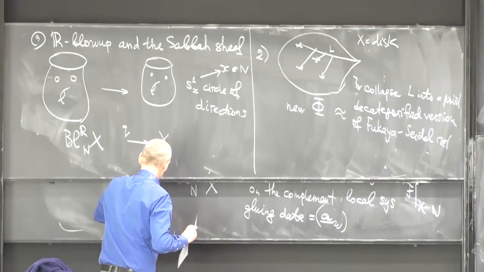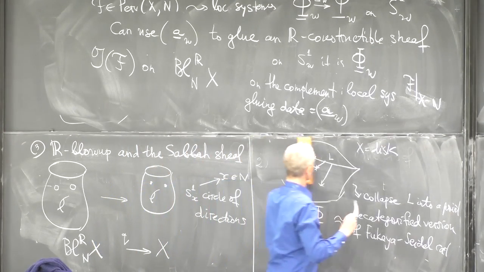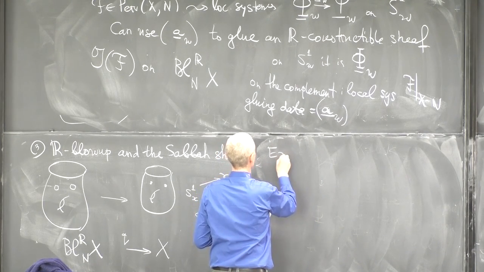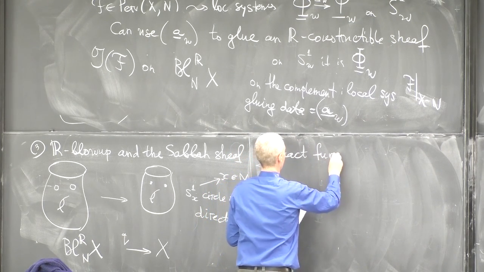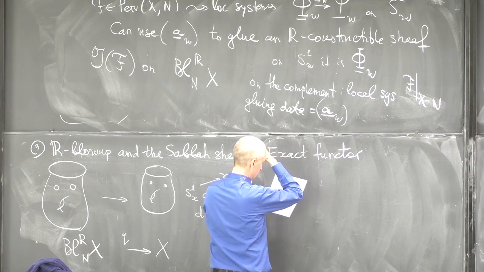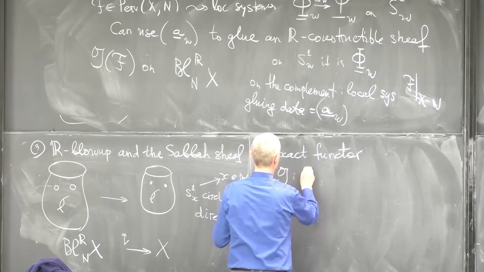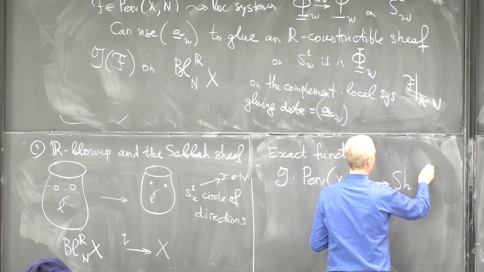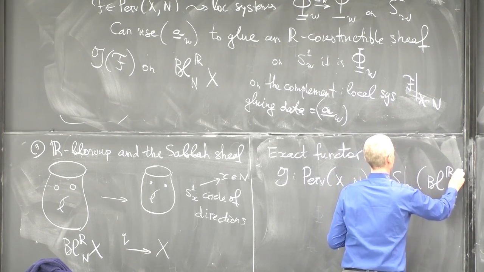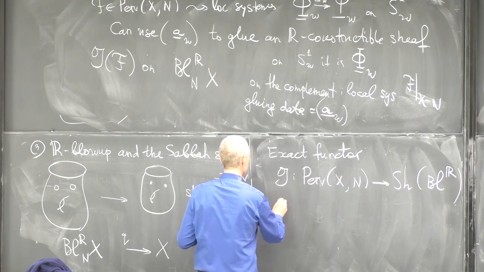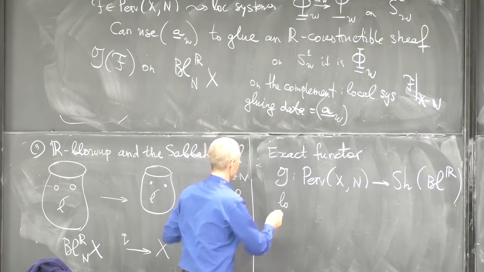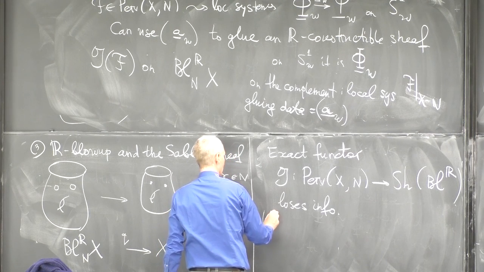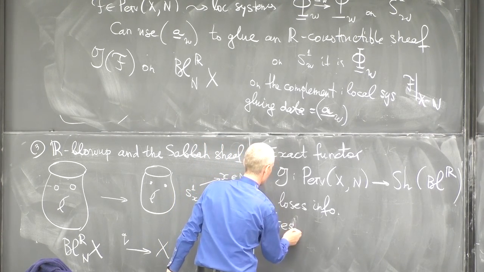So in this way, we get an exact functor. Let's call this G from Perv(X, N) to ordinary sheaves on the real blow-up. This functor loses information because it ignores the maps in the other direction. It was used in Stokes theory by Sabbah and other people, so I think probably by Sabbah first.